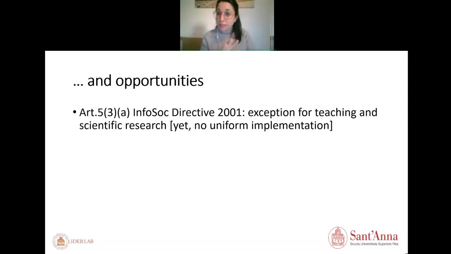The big problem: we still have this exception. It is there in the InfoSoc directive, allowed to be plucked from that directive and applied by the national legislator in the member states. The problem is that this is not a mandatory exception. It's optional for national parliaments to take and apply within certain conditions. So quite inevitably, we have an implementation across Europe which is not uniform.